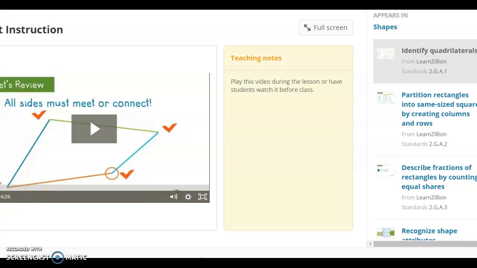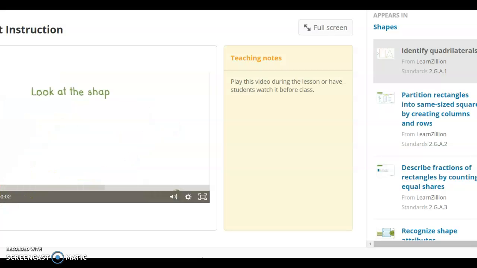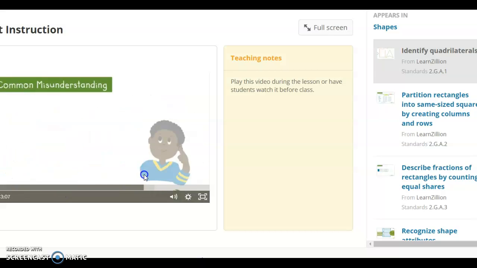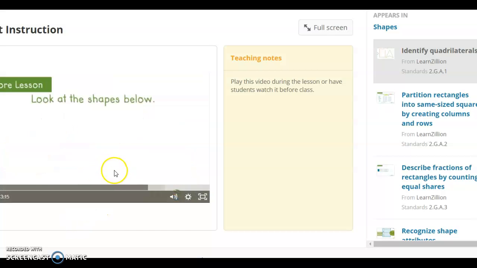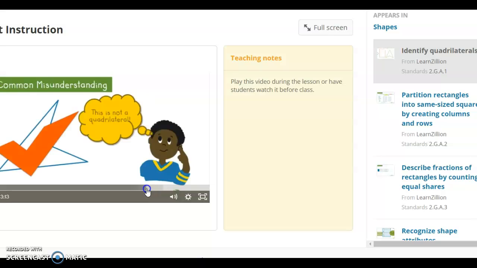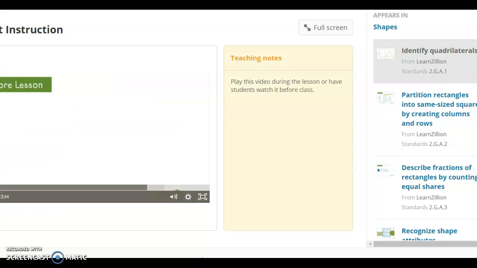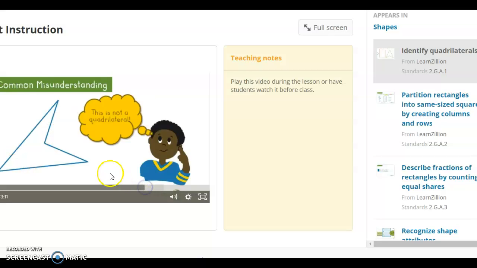If I were to skip ahead here, I like this part in the video. It shows what a common misunderstanding might be. For that one, it talks about how the students didn't think it was a quadrilateral because the sides looked like they were closing in, but as long as a quadrilateral has four sides that meet at 4 points, it would be a quadrilateral.